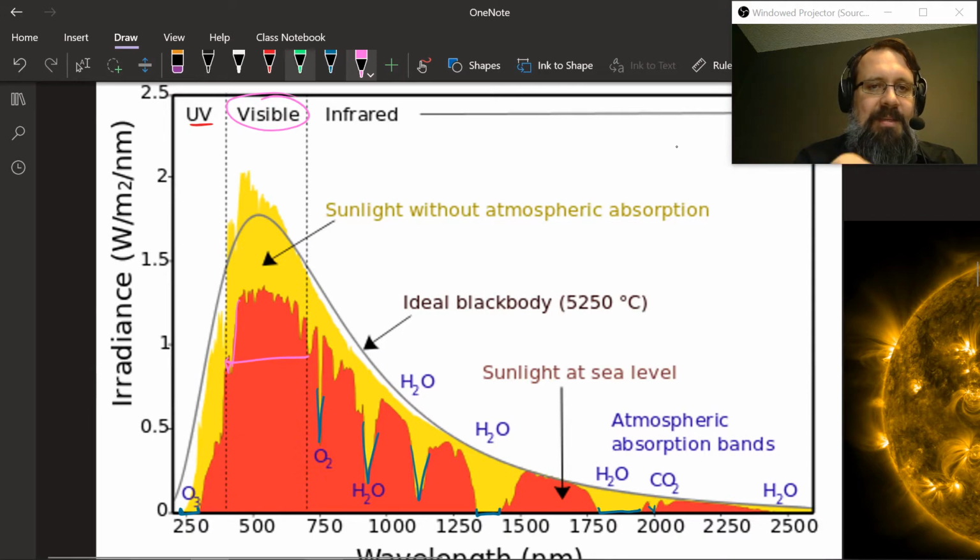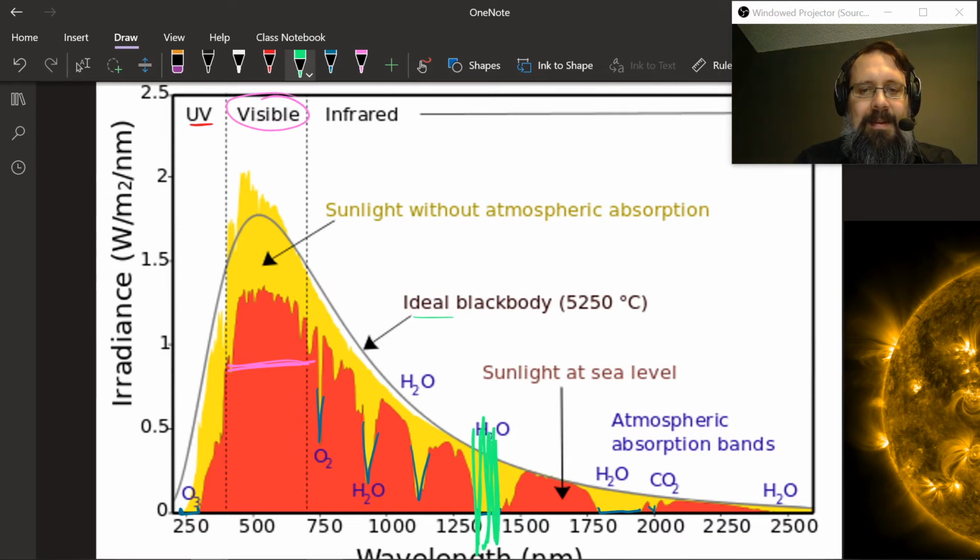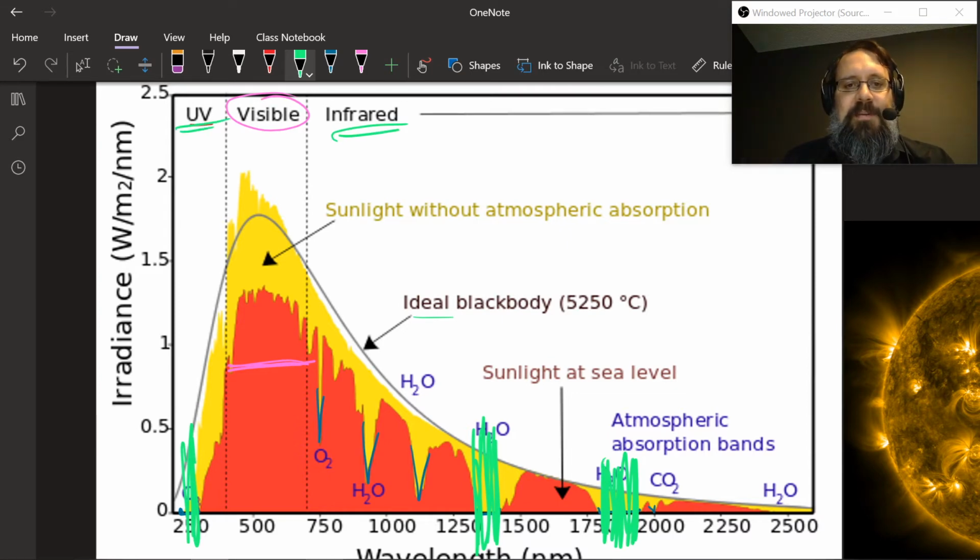Sure, but that's also because the black body itself dips down. That's the ideal black body. So even the black body itself is dipping down there. That's what I would say is causing that dip. But the idea is there aren't any wavelengths of visible light that get blocked. They all make it through. But there are wavelengths of infrared and wavelengths of ultraviolet that are getting blocked. That's what's important to realize, that there are significant gaps in the infrared and in the ultraviolet, but there are no gaps in the visible.